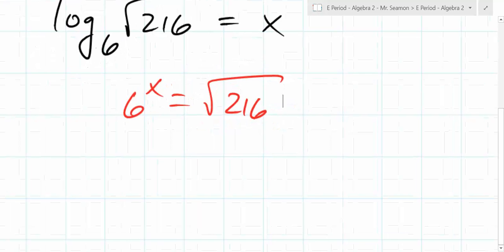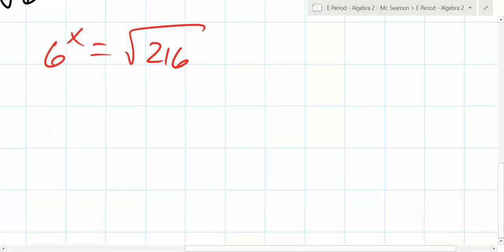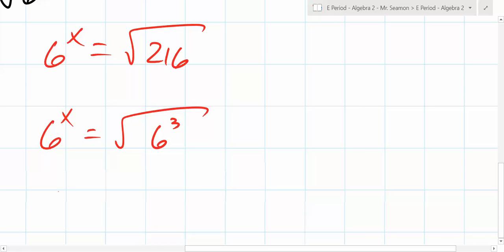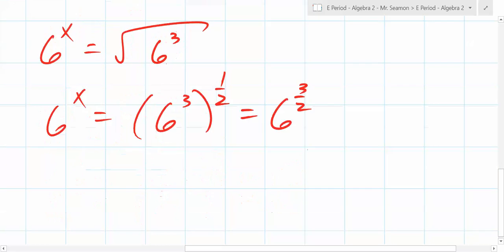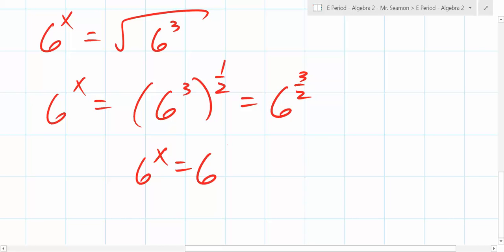Then you need to focus on what number? What is that? 6 to the third. 6 to the third. What is square root power? Square root is to the 1/2. Powers of powers you multiply, right? So now you have 6 to the x is equal to 6 to the 3/2.